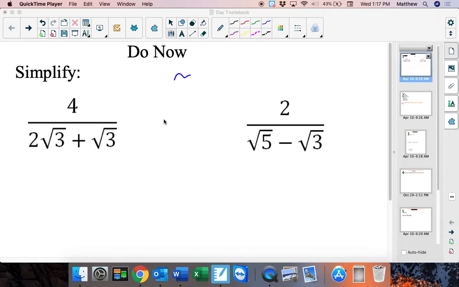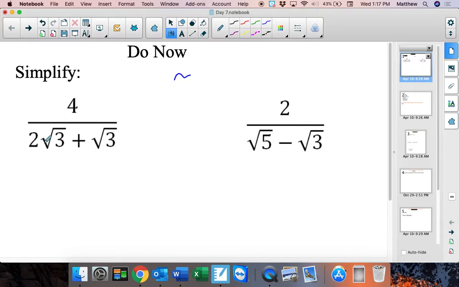If we look at the one on the left here, I notice that I have a root 3 and a root 3, so I can actually combine those terms. So my numerator stays the same of 4. I've got a coefficient of 2 and a coefficient of 1 here. So 1 root 3 plus these 2 over here gives me 3 root 3 as my denominator. Now, my radical is simplified.